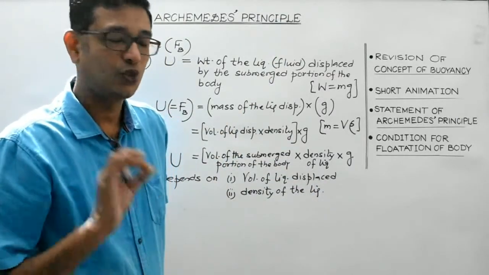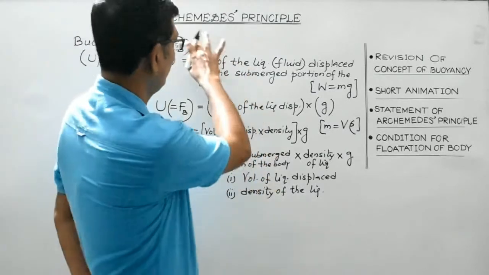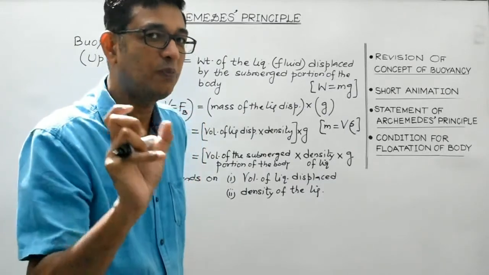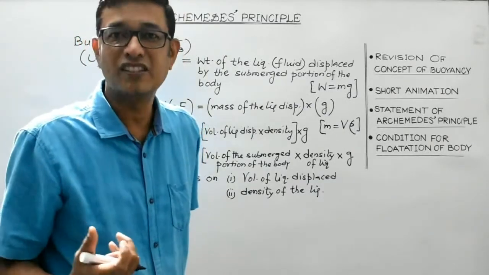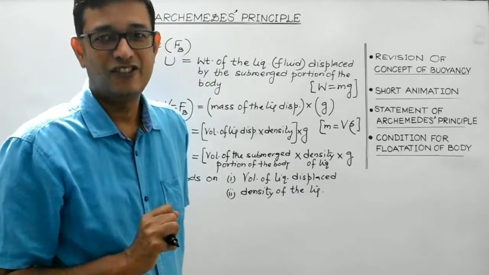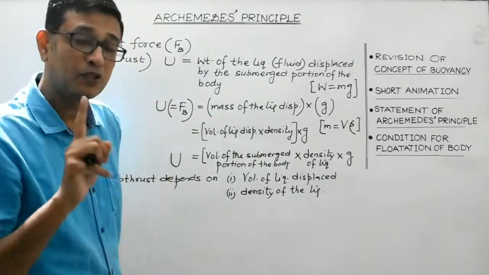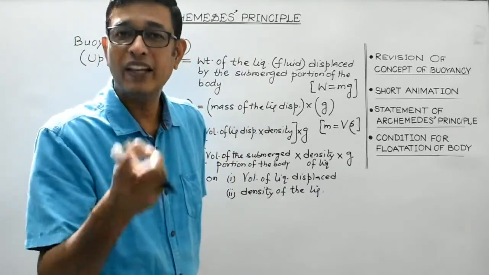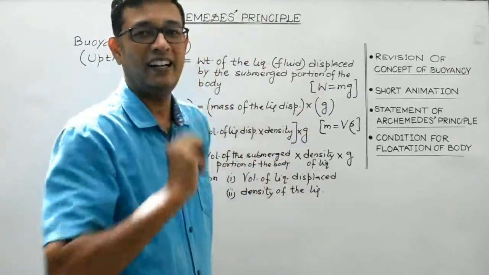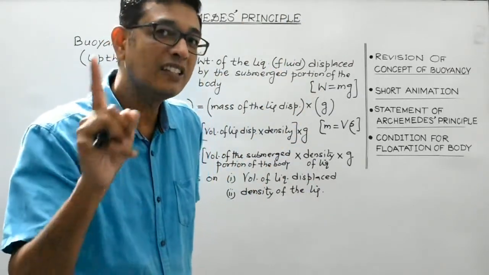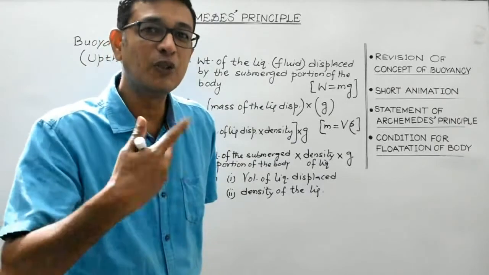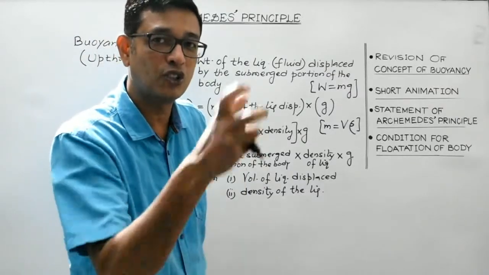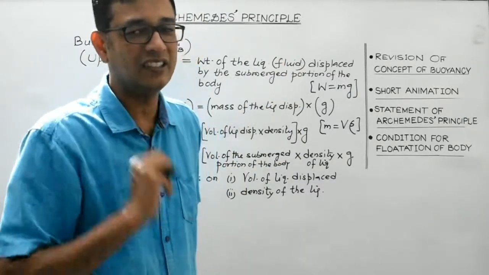Clear? So students, again I repeat, before we start dealing with Archimedes principle, you should be thorough with the concept of upthrust or buoyancy. Then only you will be able to understand Archimedes principle correctly, right? So upthrust is the net upward force which a fluid exerts on the body in the upward direction. And upthrust is also known as buoyant force. And this property of the fluid by virtue of which it exerts an upward force on the body immersed in it is known as buoyancy.